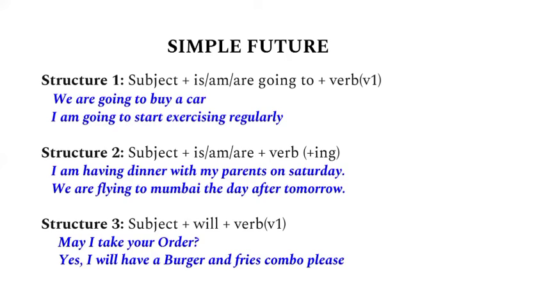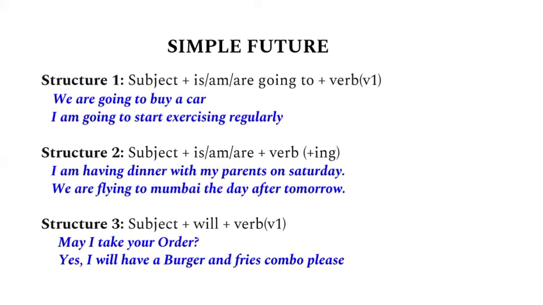If it's more than a plan, if we have made arrangements, then we use the present continuous tense. When we use it to talk about the future, it is stronger than going to. For example, I am having dinner with my parents on Saturday. So, my parents and I have a plan to do it, but also we have agreed on the time and place. Here is another sentence. We are flying to Mumbai the day after tomorrow.